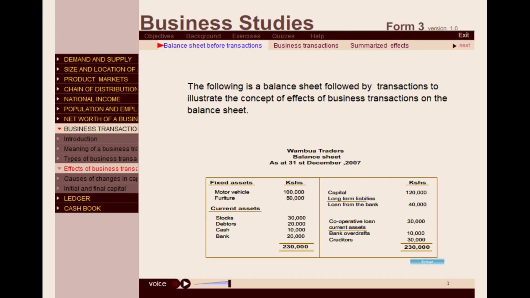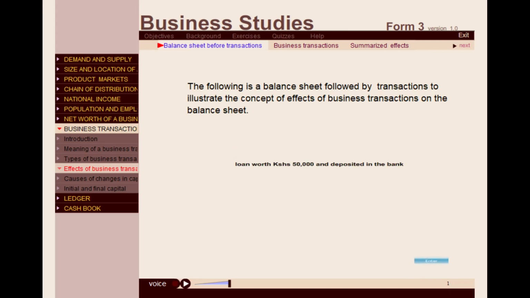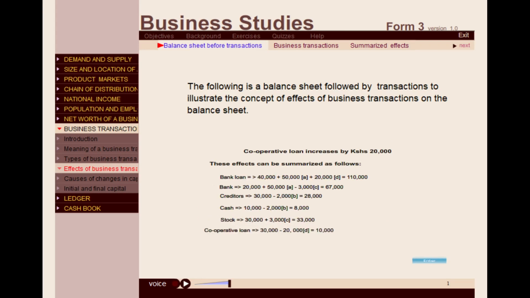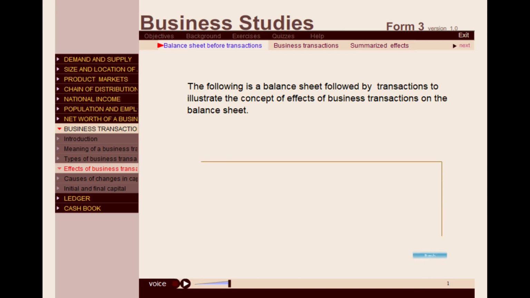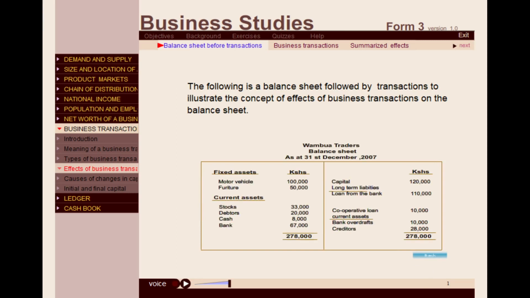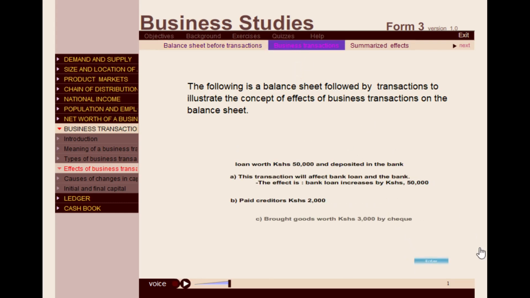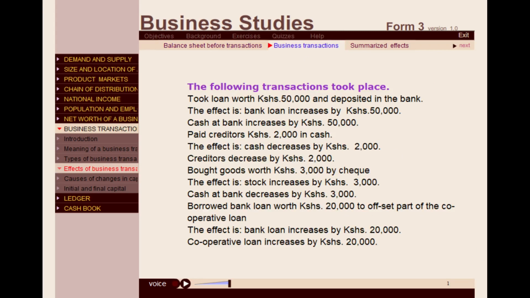The following is a balance sheet followed by transactions to illustrate the concept of effects of business transactions on the balance sheet. The following transactions took place. Took loan worth 50,000 Kenya shillings and deposited it in the bank.